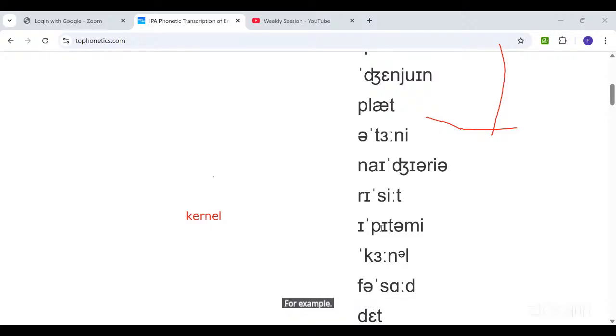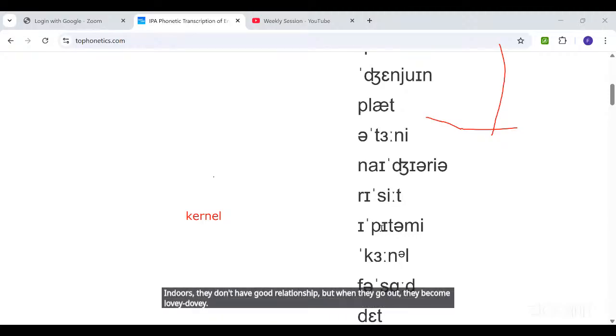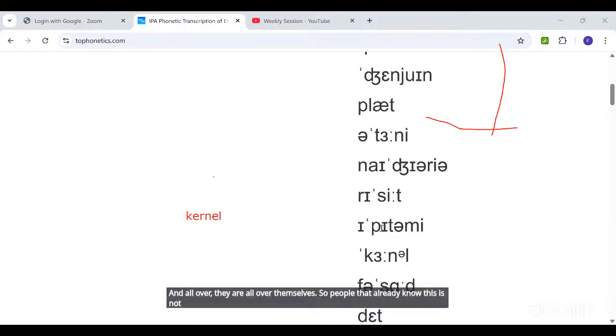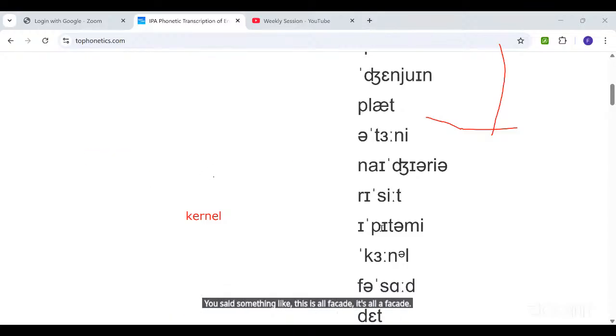For example, you see maybe a husband and a wife indoors, they don't have a good relationship, but when they go out, they become lovey-dovey and they're all over themselves. So people that already know this is not their real relationship, this is not what it looks like, say something like, this is all a facade. Facade can also mean the front of a building. So the word is facade, not facade.